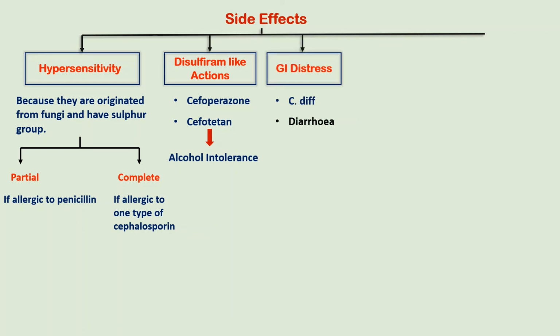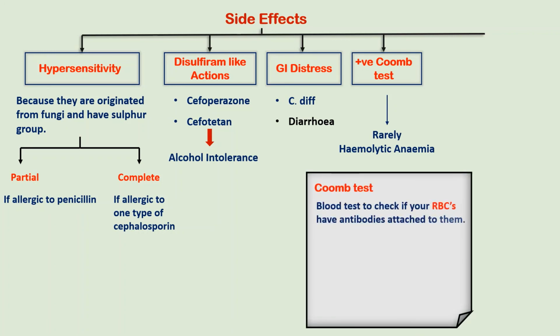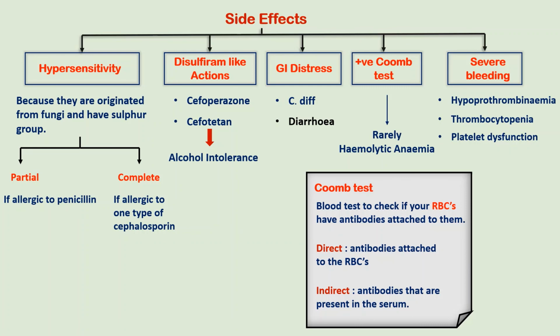Both cephalosporins and penicillin can cause the body to form antibodies against RBCs by adhering to the cell membrane of the RBC. So, they will have a positive Coombs test but rarely a hemolytic anemia. The Coombs test is the blood test to check if the RBCs have antibodies attached to them. Cephalosporins and penicillins are found to show a positive Coombs test. Lastly, there can be severe bleeding, and this can be due to hypoprothrombinemia, thrombocytopenia and platelet dysfunction.